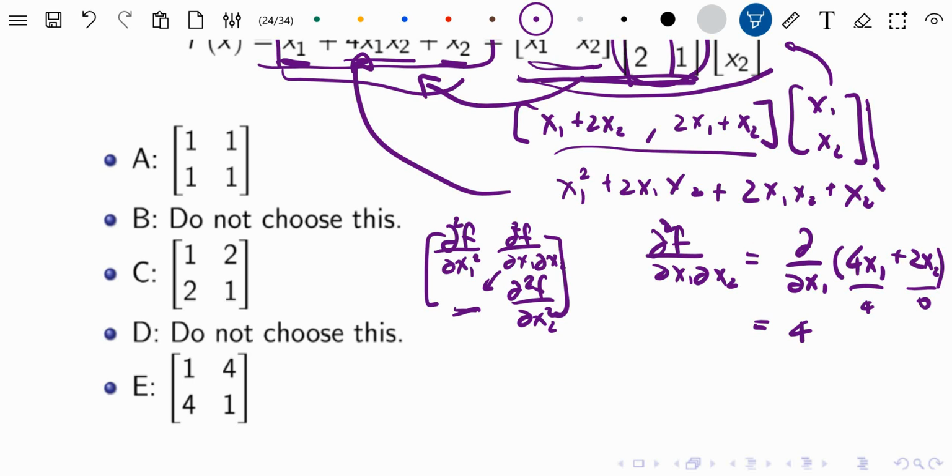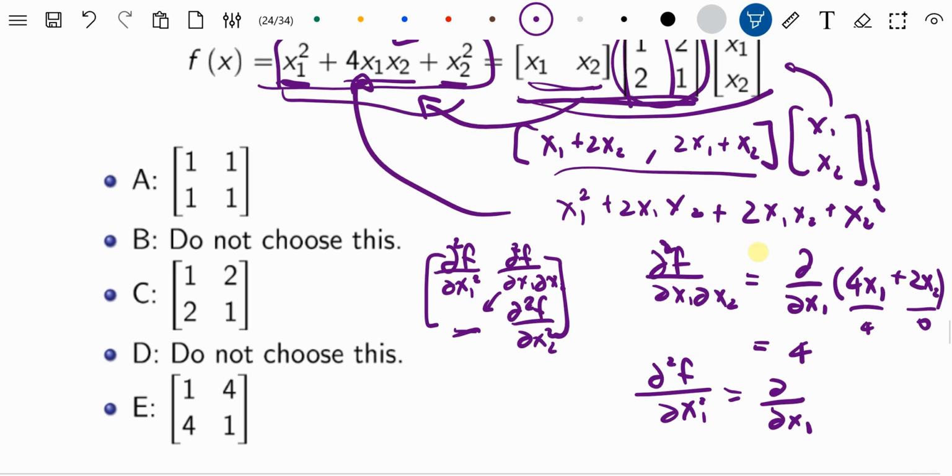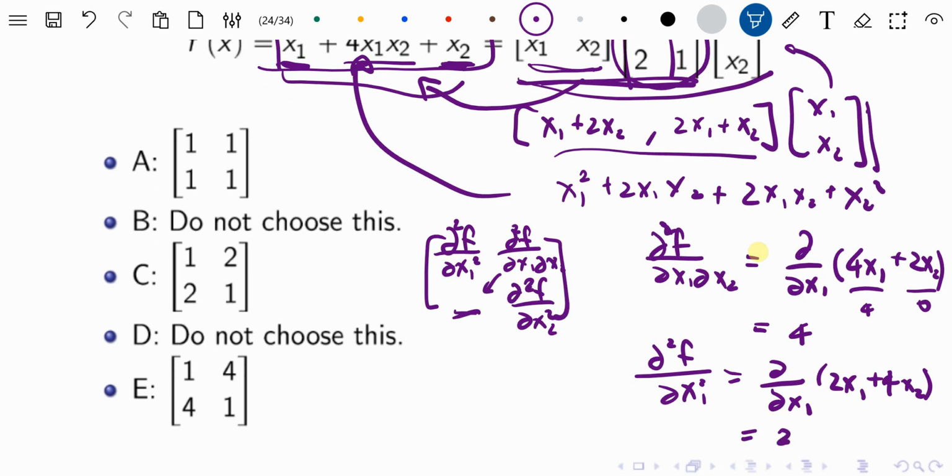And what about the other one? So let's differentiate with respect to x1 twice. So first differentiate with respect to x1. So it becomes 2x1, here is 4x2. And this term differentiating with respect to x1 is 0. So basically nothing left, and it turns out to be 2. So what it means is it's 2, 4, 4.